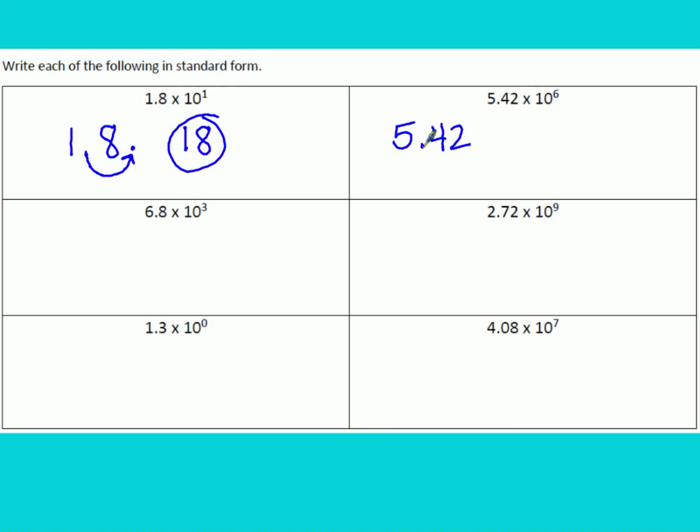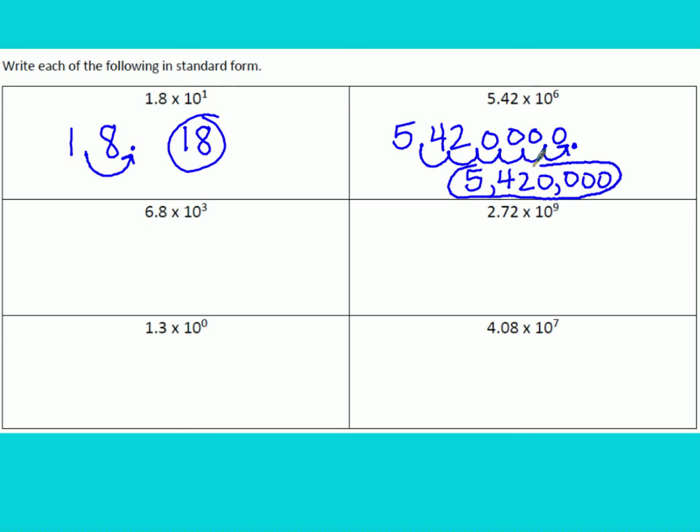So again, we're moving to the right and we're going to move it 6 times. 1, 2, 3, 4, 5, 6 spaces. Our new decimal point is here. We fill in all of these empty loops with zeros. So we've made the number 5,420,000. And that's our answer. So go ahead and pause the video and try the next 4 examples on your own. And when you're ready to check your work, press play.